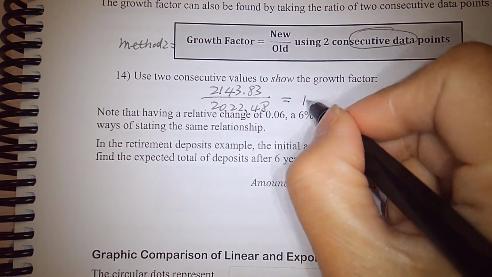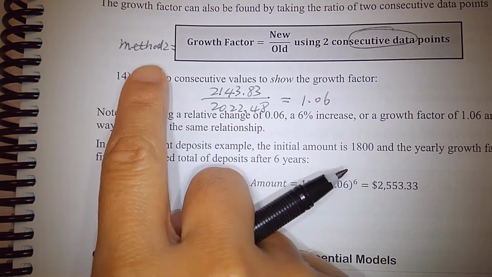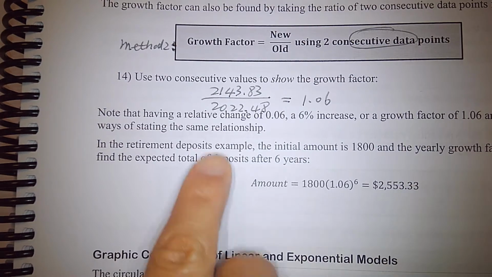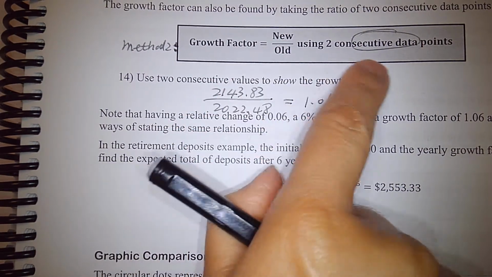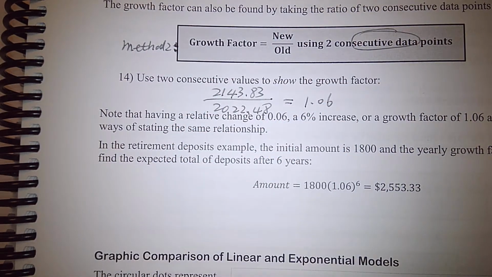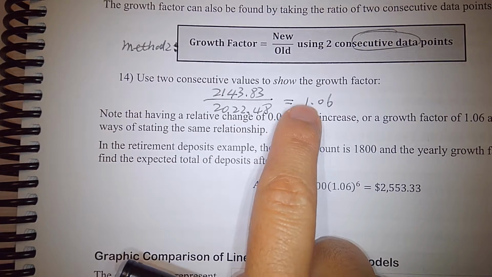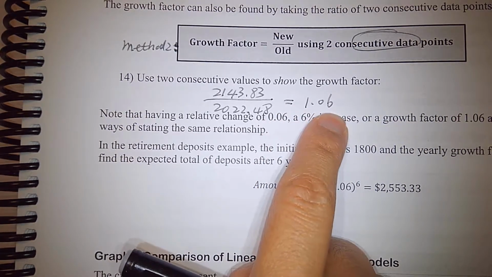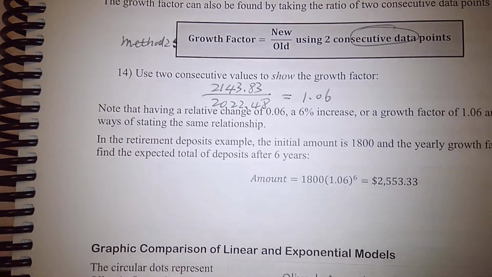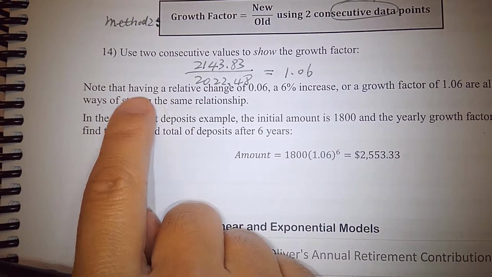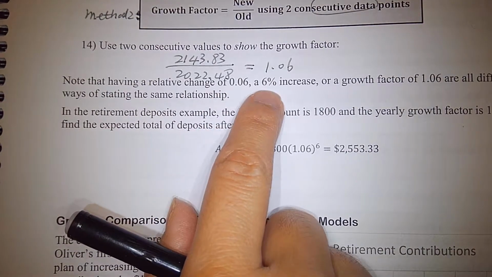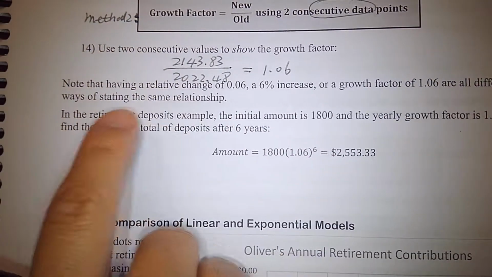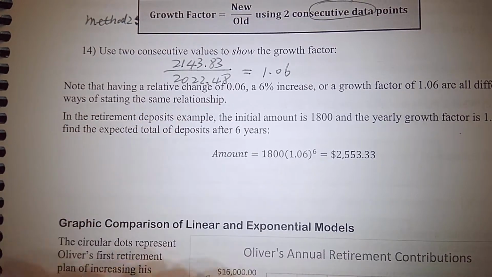Yes? What do you think about this method too? Very natural, right? New value divided by old gives us that. Or use Method 1, 1 plus the 6%, which also gives us 1.06. Having a relative change of 6%, or a growth factor of 1.06, are all different ways to study the same relationship.